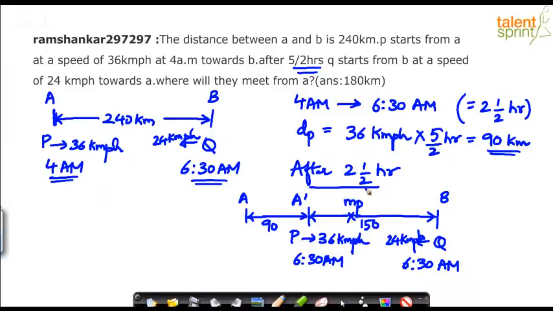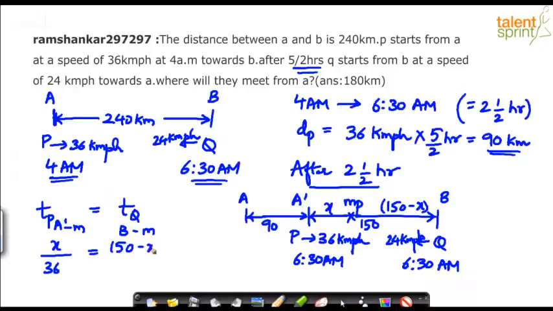Right? You know that at the meeting point, time taken is equal. The remaining part of the question is similar to what we have solved in our videos, right? Time taken by P from A dash to M will be equal to time taken by Q from B to M. So time is equal to distance by speed. Let us assume this is X. This will be 150 minus X. Simplify. So X by 36 will be equal to 150 minus X by 24. So 3 and 2. So 2X equals 450 minus 3X, so 5X equals 450. So X will be equal to 90.